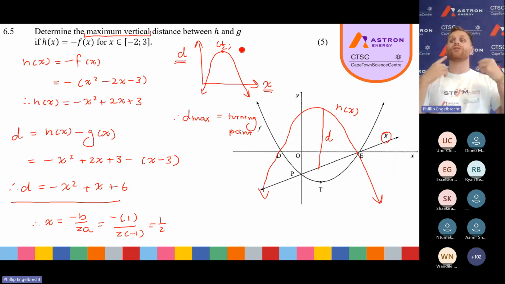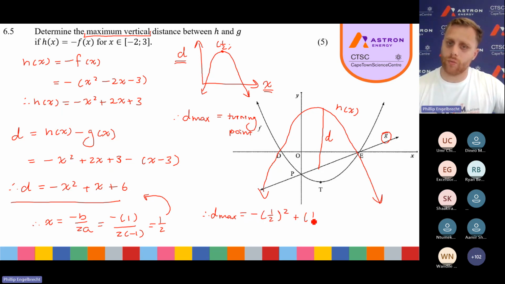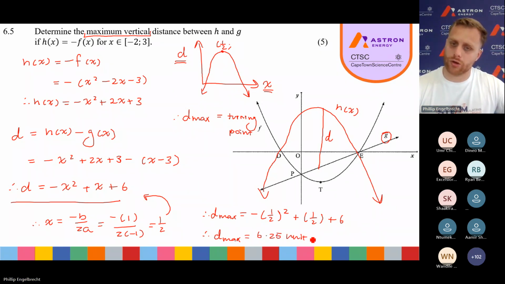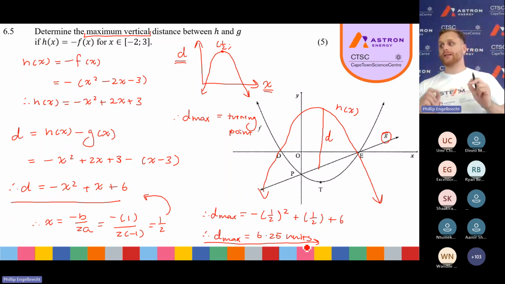And therefore, to find the maximum distance, I simply substitute this half into the equation. So therefore, d max is equal to negative 1 over 2 squared plus 1 over 2 plus 6. You type it on your calculator and you get that the maximum distance is equal to 6.25 units. Bam. Do we understand that, guys?